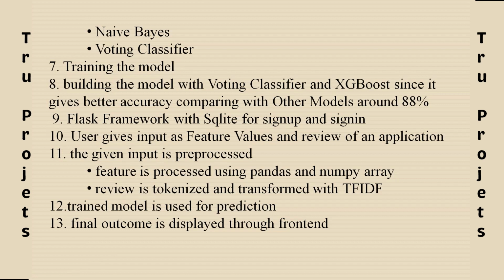Trained model for prediction. The previously trained machine learning models, particularly the voting classifier and XGBoost, are used to predict app usage time and app review sentiment based on the pre-processed user inputs. Final outcome is displayed through front end. Finally, the results of the predictions and sentiment analysis are displayed to the users through the front end of the web application, offering valuable insights into app usage and review sentiment.